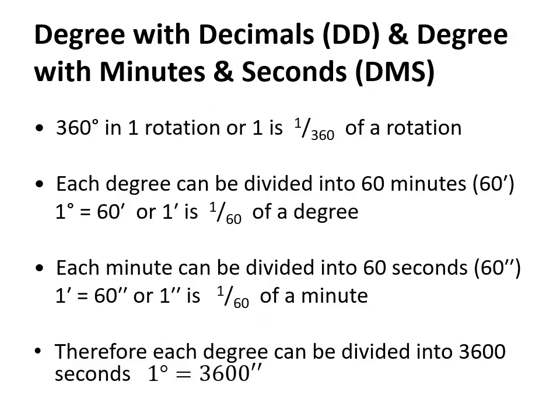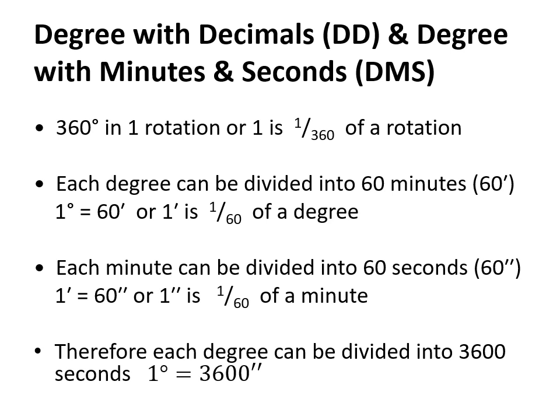Now you can measure angles in what we call degrees with decimals, which is literally a degree that has a decimal point in it, like 26.4 degrees. Or you can measure it in what we call degrees with minutes and seconds. So degrees with minutes and seconds takes the decimal portion of your angle measurement and turns it into not having decimals but having minutes and seconds.